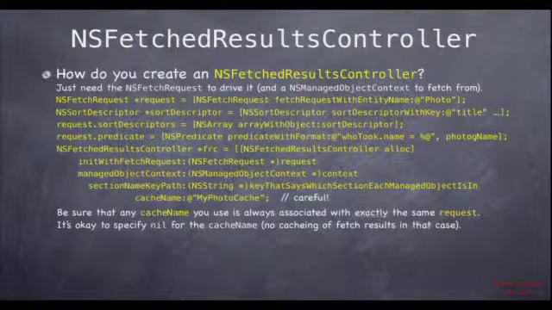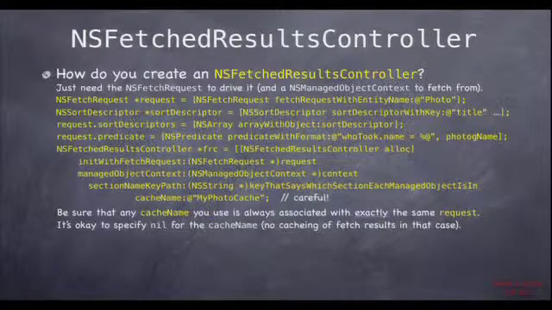So cache name just specifies a string for a name of a cache where it will cache the results so that it's super fast, even between launches of your app. Okay? But you've got to be a little careful. If you change the parameters of the fetch request, like you change the predicate or you change the sort descriptor so that it sorts differently, then the cache will get all messed up.